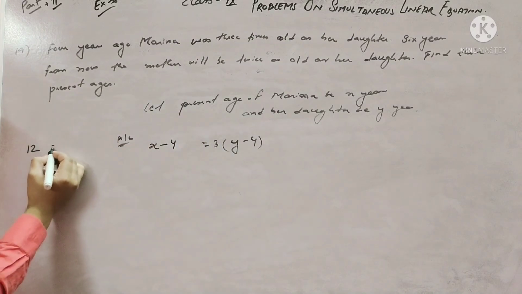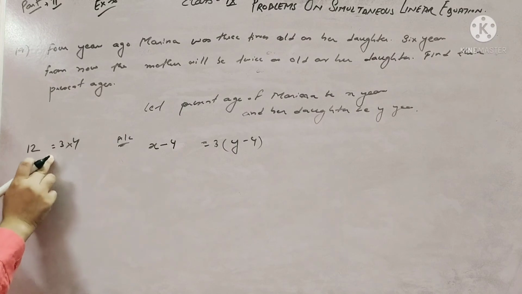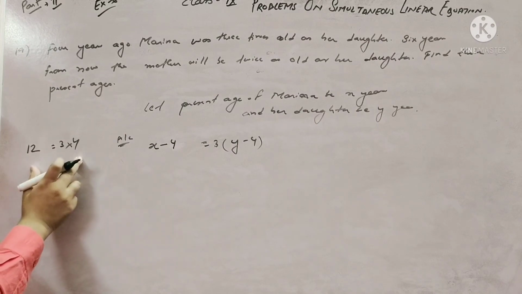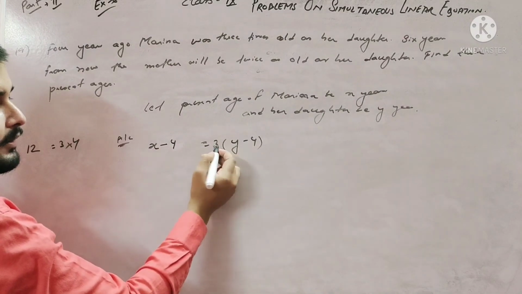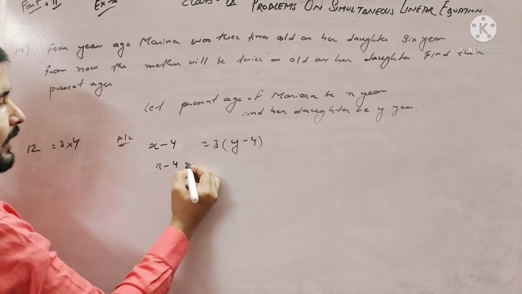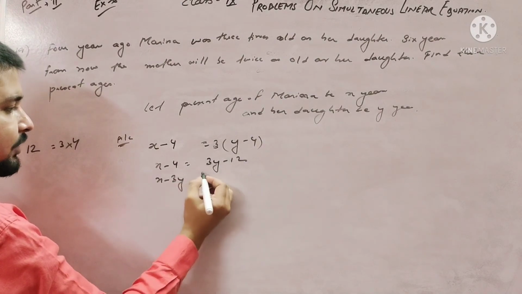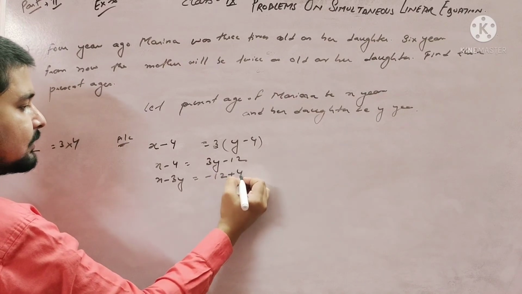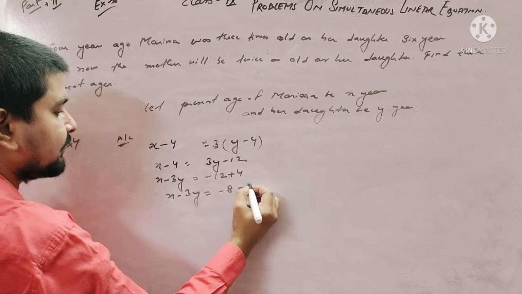Suppose Marina is 12 and her daughter is 4. Then equals to, that means you multiply by 3, and then it becomes equal. So this is Marina's age and this is the daughter's age, multiplied by 3 because Marina is 3 times as old. So x minus 4 equals 3y minus 12. So x minus 3y equals minus 12 plus 4, x minus 3y equals minus 8. This is our first equation.